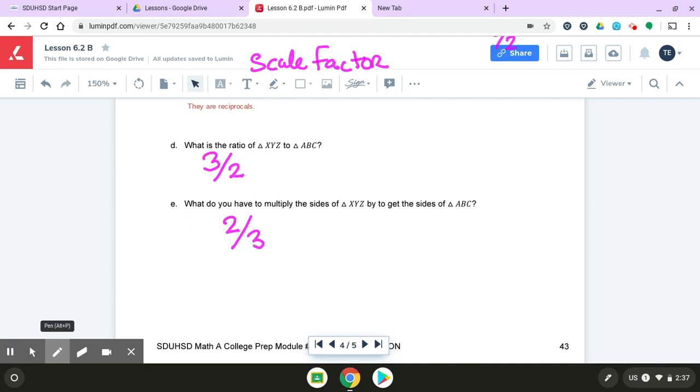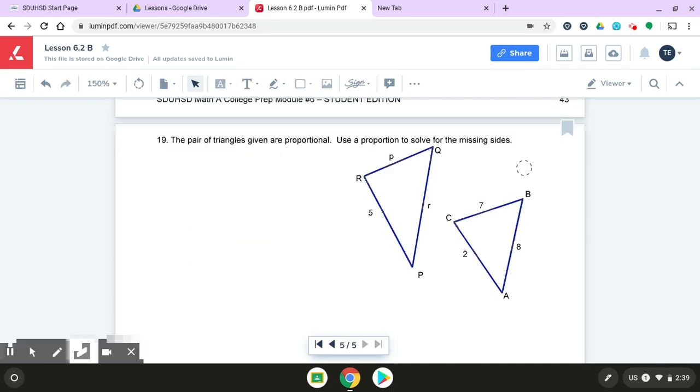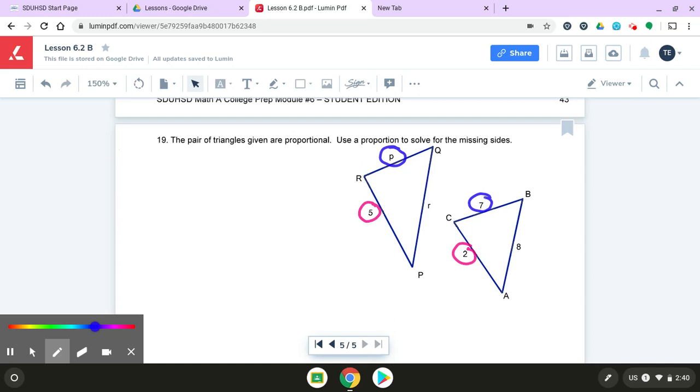Last problem. Okay, last one, number 19. The pair of triangles are given a proportional. Use a proportional to solve the missing sides. So we have to find our corresponding parts. So 5 is lining up with this 2. And I see that the P is lining up with the 7. And I see that the R is lining up with the 8.